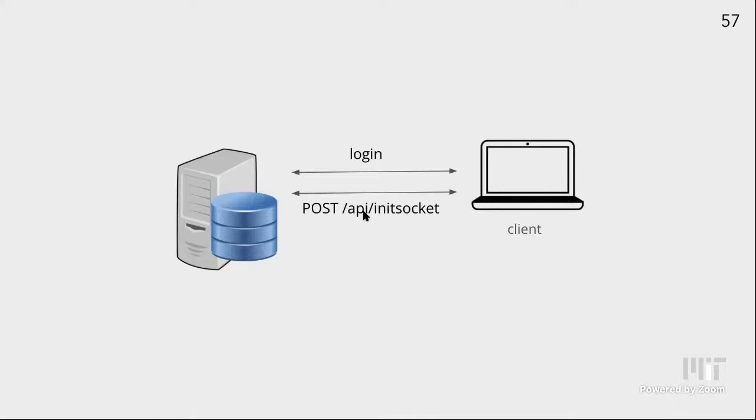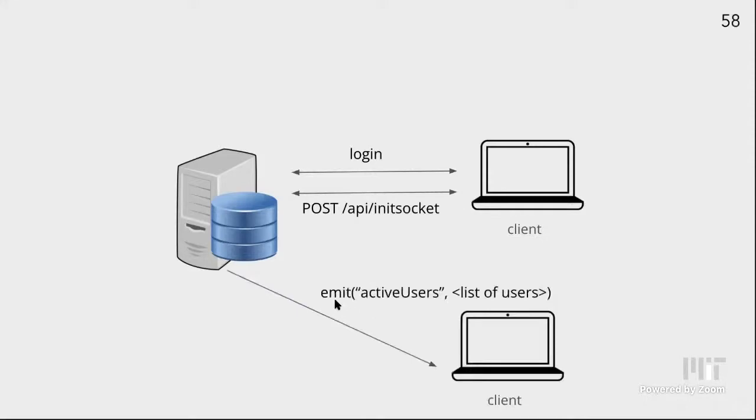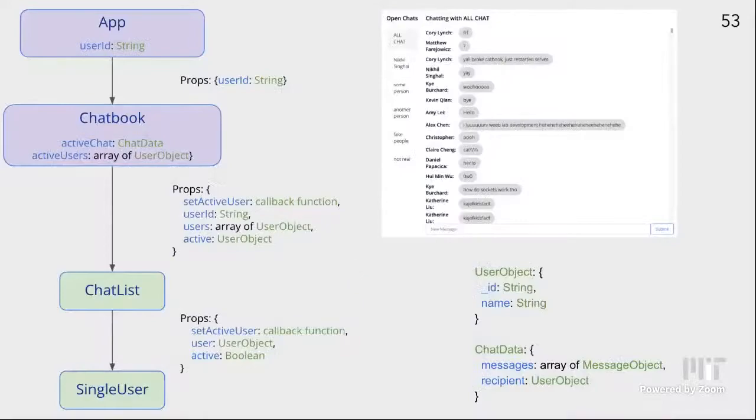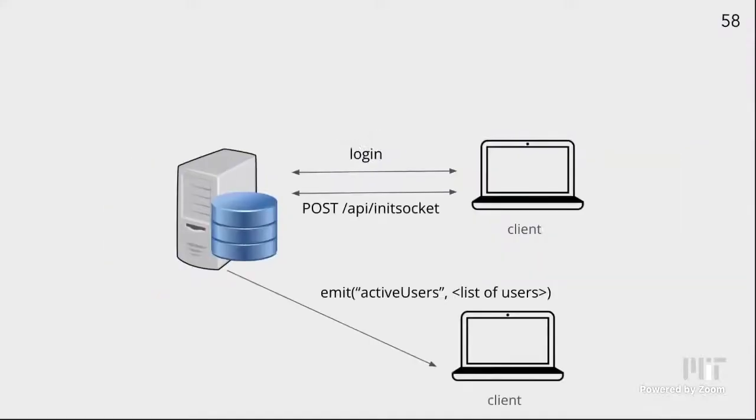So now, whenever anyone connects to API/init socket, this is actually going to cause the server to emit another event called active users. And so this is how the chat list that we had back here is going to live update. Whenever someone connects, we're going to emit this active users event, and it's going to have a list of all the users who are currently active.